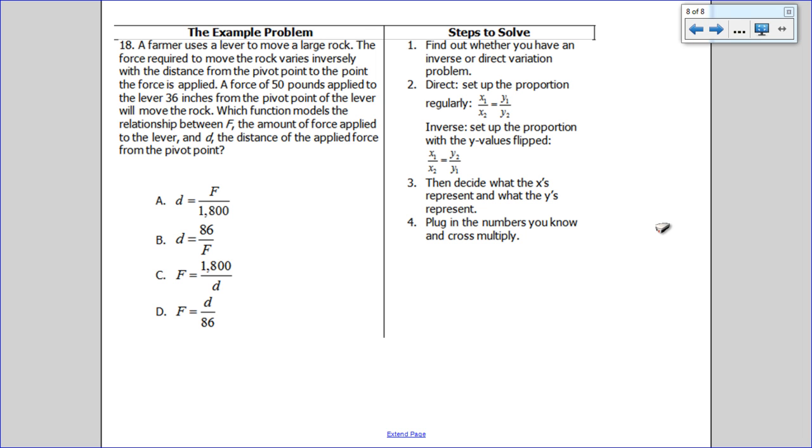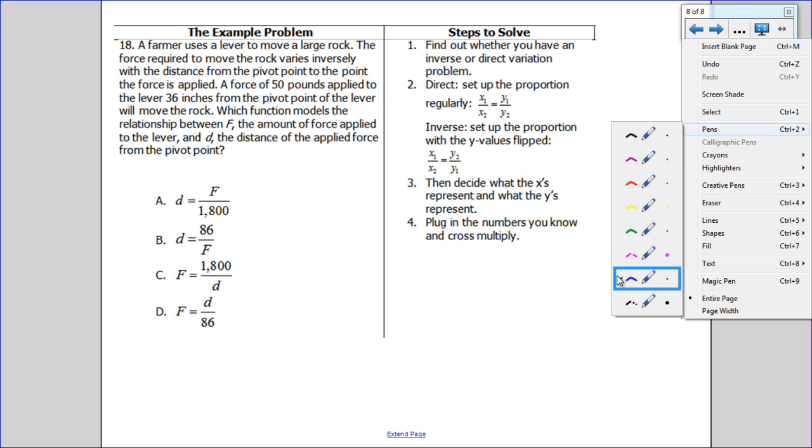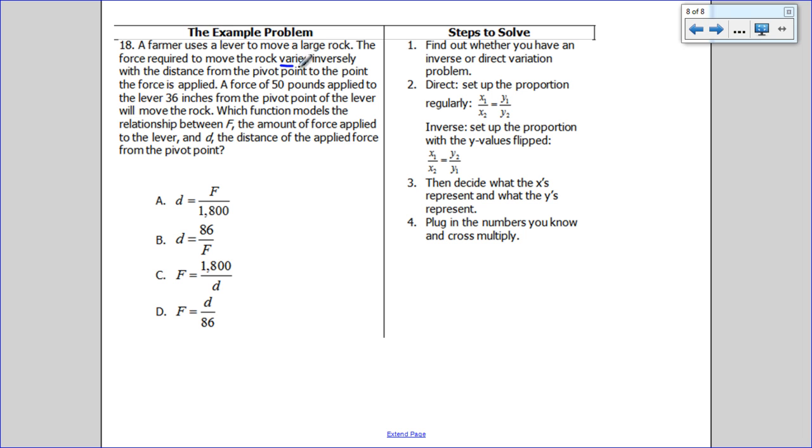Step 1 says to find out whether or not you have an inverse or direct variation. Well, it says here in the problem that it varies inversely, so I have an inverse variation problem. So step 2, for inverses, I'm going to set up the proportion with the x and the y values flipped. So I'm going to end up doing x1 over x2 is equal to y2 over y1. So it's backwards. The second side is flipped over. Then I have to decide what x's and y's represent, and then I'm going to just plug in the numbers.